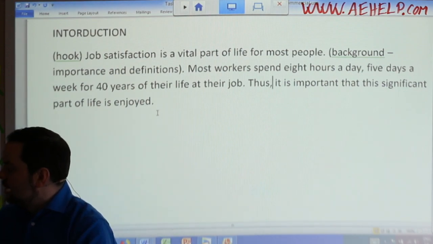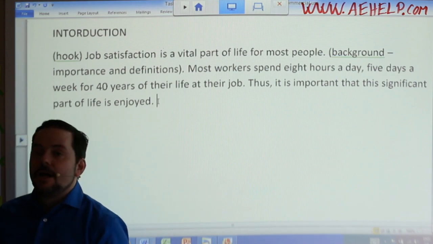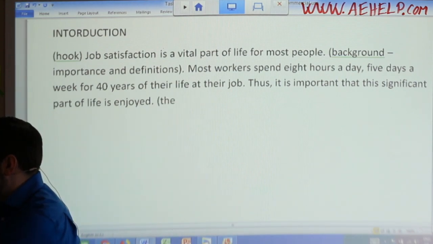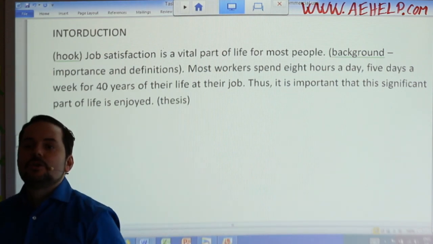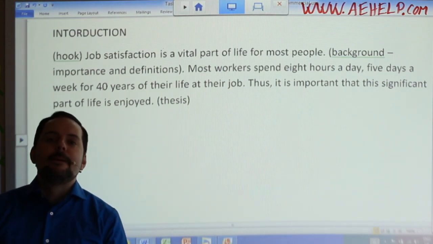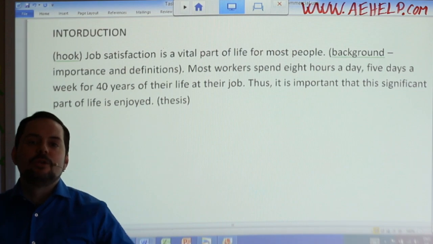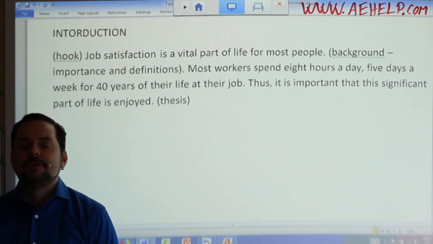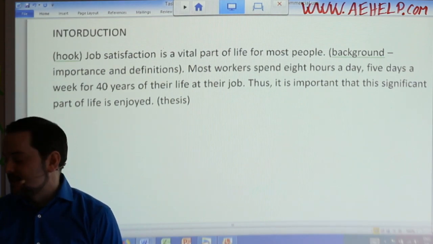Okay. Good. So now we can give our thesis. Again, remember the thesis is the most important part of your essay. A good thesis means a good essay. You will get a high IELTS band score. A bad thesis means a bad essay. You will get a low IELTS band score. So your thesis has to be good. Make sure to practice writing a good thesis at home.